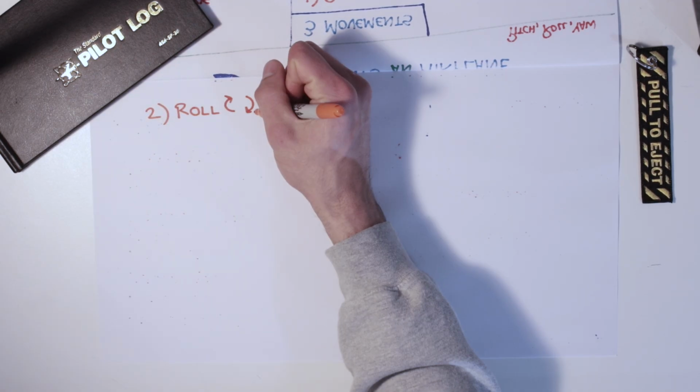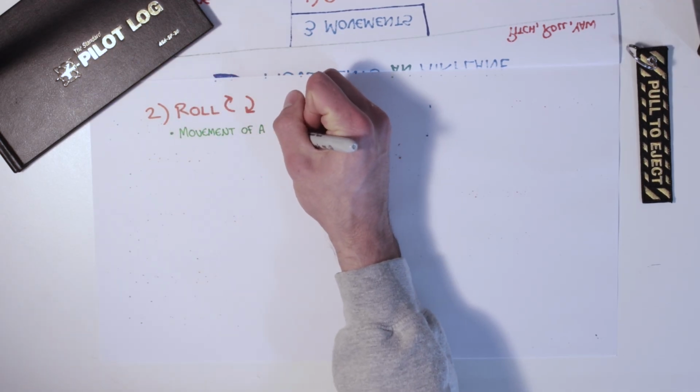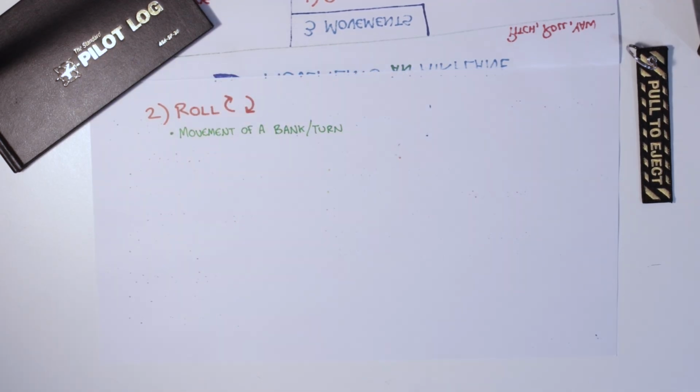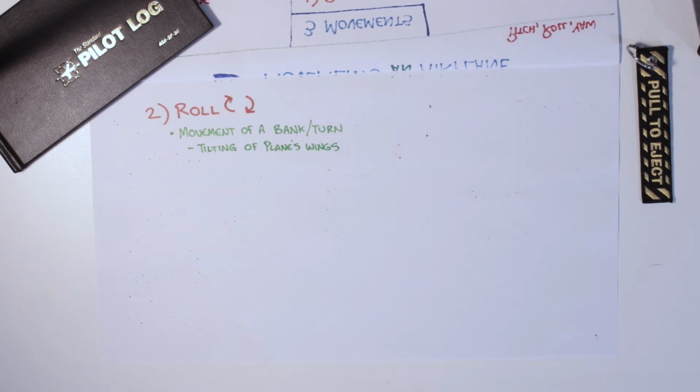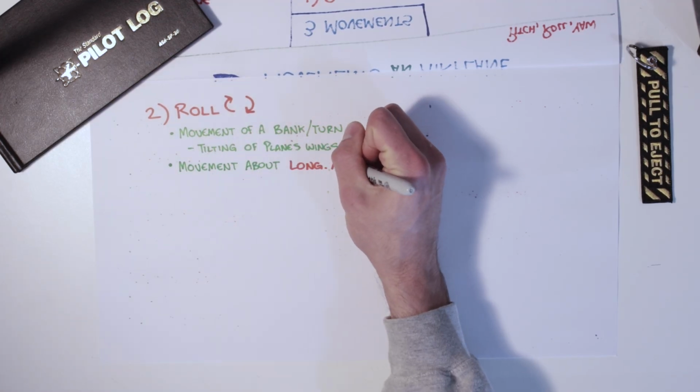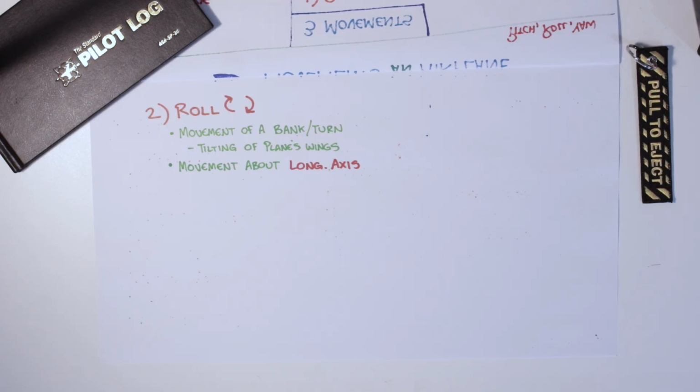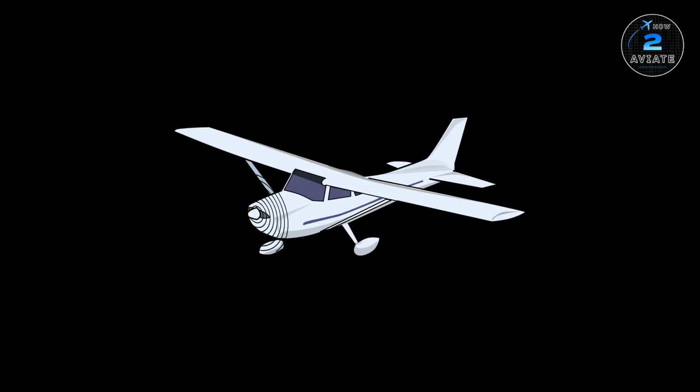This is roll. Roll is the movement of a bank or a turn that the plane makes. In other words, it is the tilting of the plane's wings. When a pilot turns left, they roll the aircraft left by lowering the left wing. When they want to roll the aircraft to the right, they lower the right wing. Roll is the movement of the plane about the longitudinal axis, which again extends from the tail to the nose. Think about it like a long rod going right down the center of the plane, and the plane rotates about this rod. This is the movement of roll.